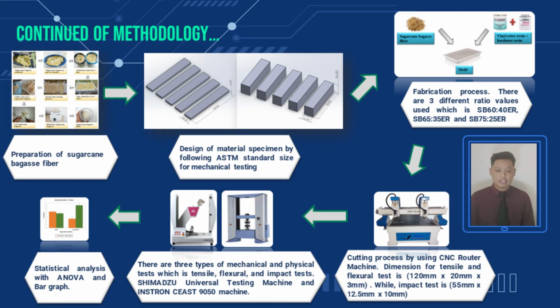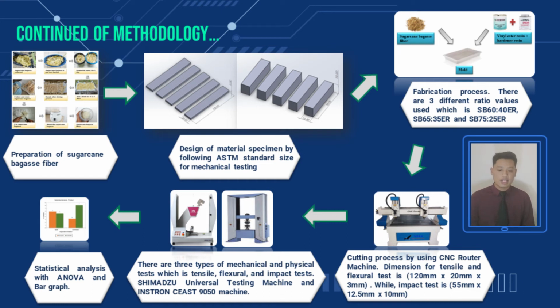Next process is cutting process by using CNC router machine. Dimension for tensile and flexural test is same, which is 120 mm for length, 20 mm for height, and 3 mm for thickness, while impact test is 55 mm for length, 12.5 mm for height, and 10 mm for thickness.